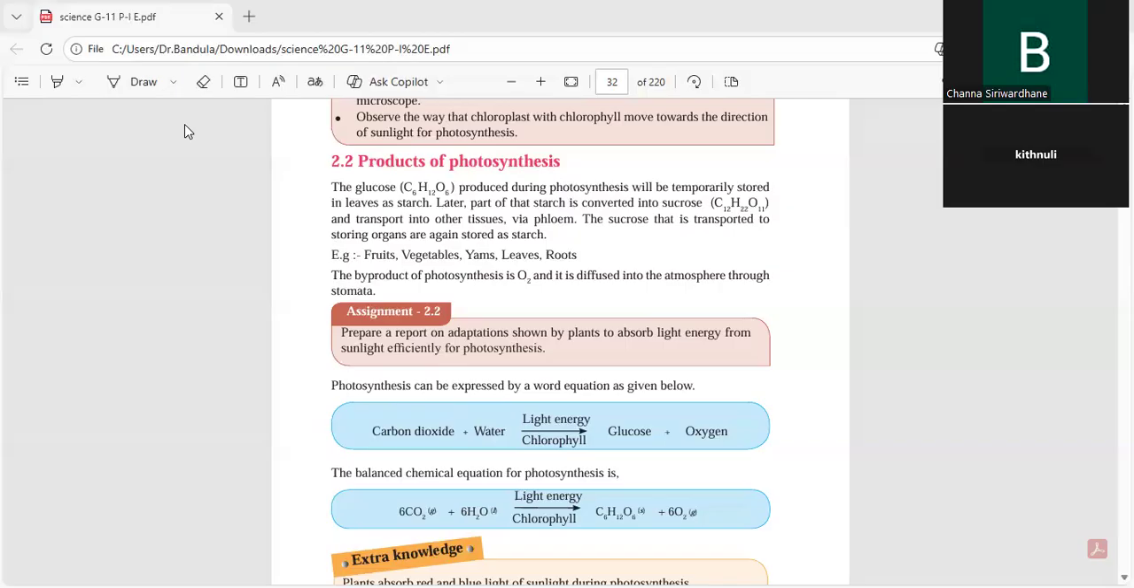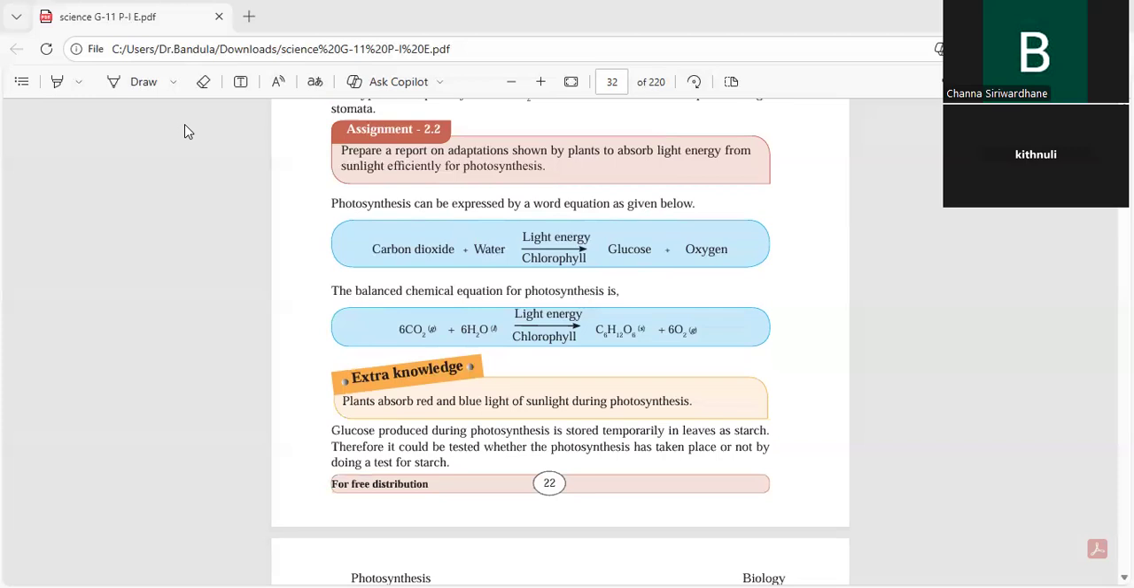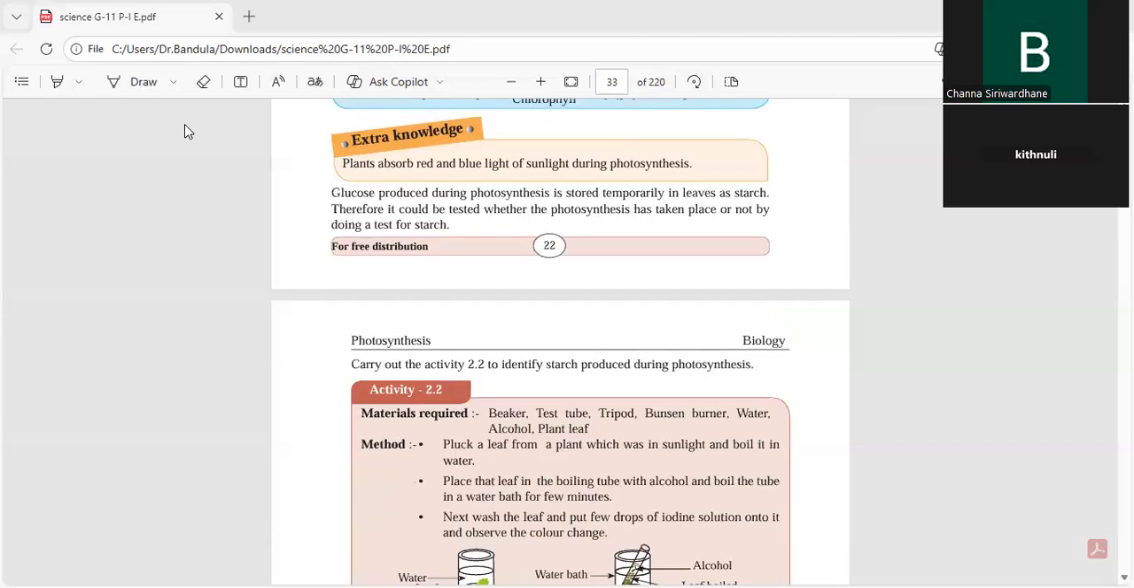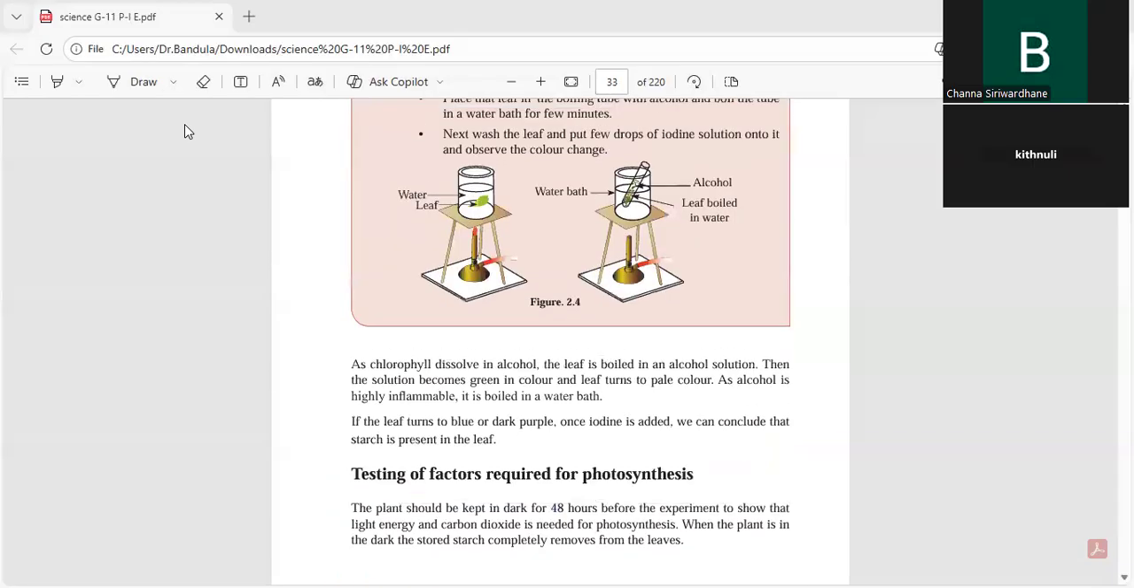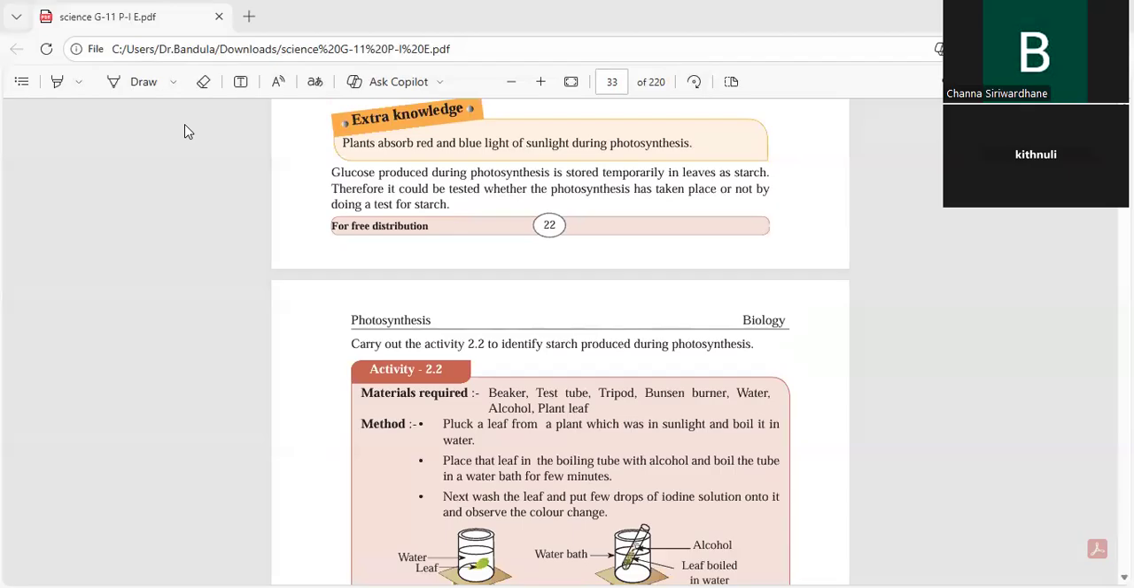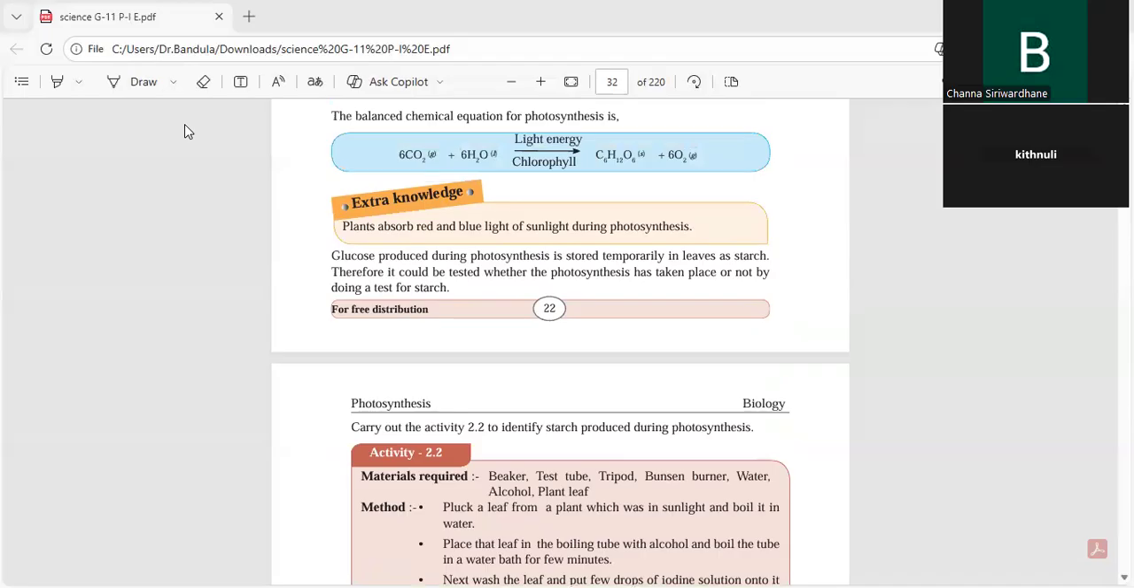Next question. Write down the word equation and the chemical equation of photosynthesis. Next one.